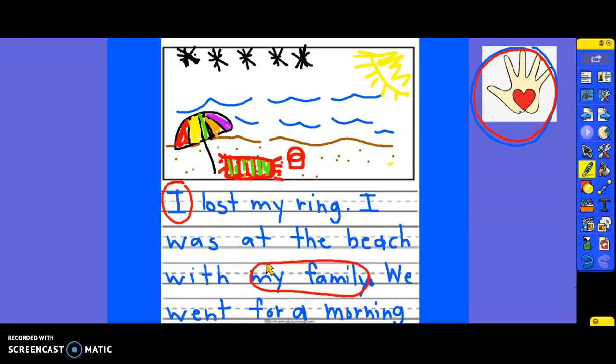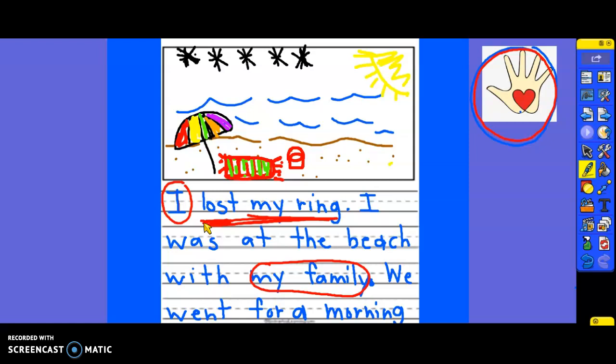Okay. Ooh, what? What happened? Did I tell you that I lost something in my story? Yes, I lost my ring. There's Miss Nakian's what in my story. So I have my who, I have my what. Let's talk about my when.